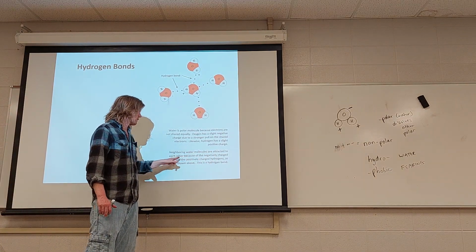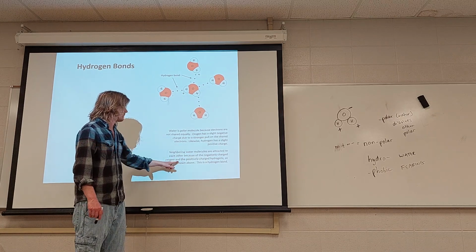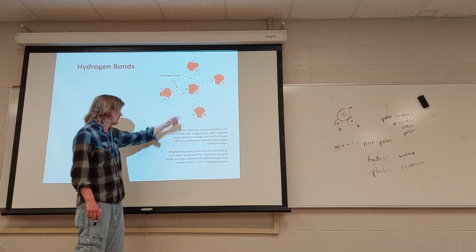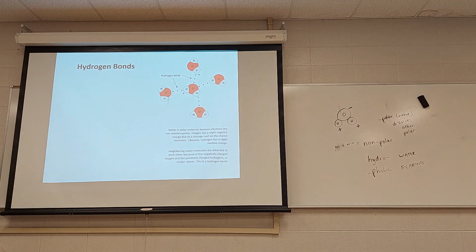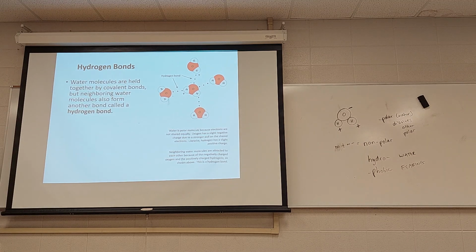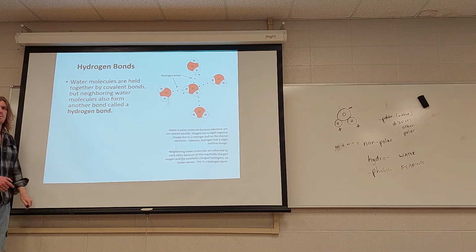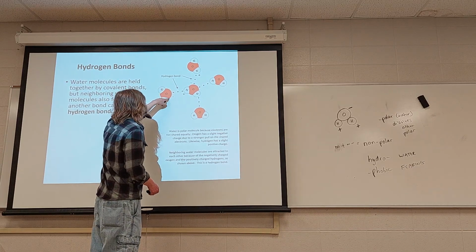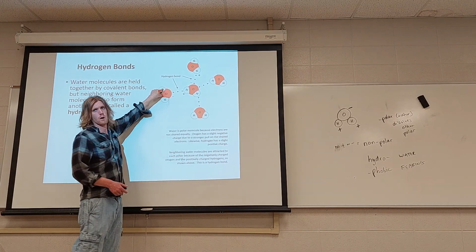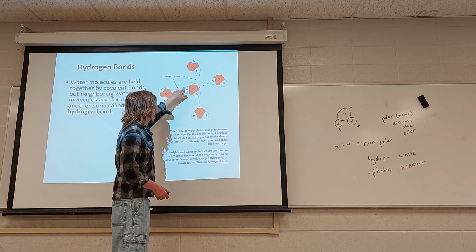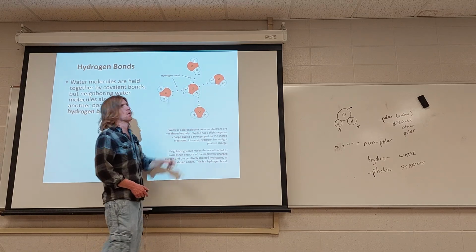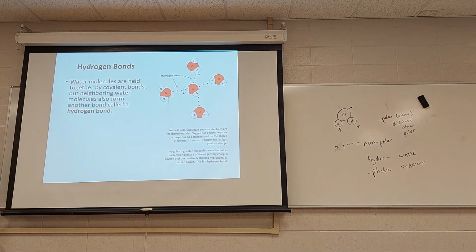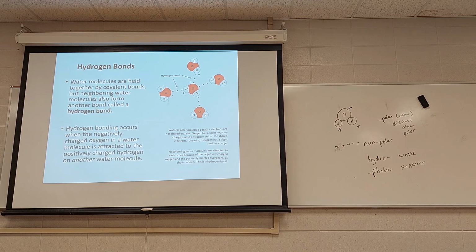Neighboring water molecules are attracted to each other because of the negatively charged oxygen and the positively charged hydrogen. That is a hydrogen bond. So a hydrogen bond is different from covalent bonding in that covalent bonding involves actually sharing electrons, and that's what holds the water together. But neighboring water molecules have these weaker bonds called hydrogen bonds that form between the positive and negative regions of the water.